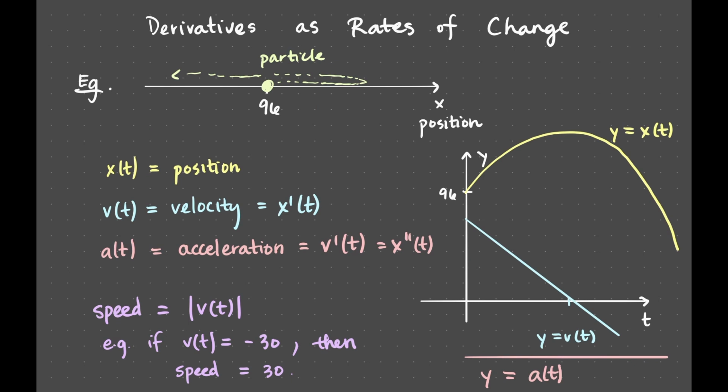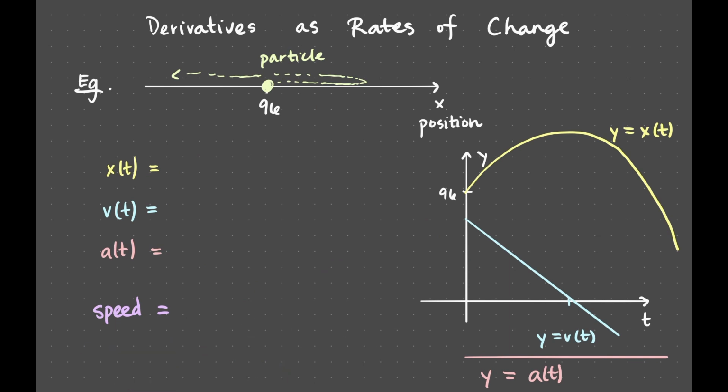As a quick example, let's compute the velocity, speed, and acceleration of a particle with position function x of t equals minus 16t squared plus 64t plus 96. By definition, the velocity is just the first derivative of the position function, which is given by minus 32t plus 64. Speed is the absolute value of the velocity, so it's just given by the absolute value of minus 32t plus 64.